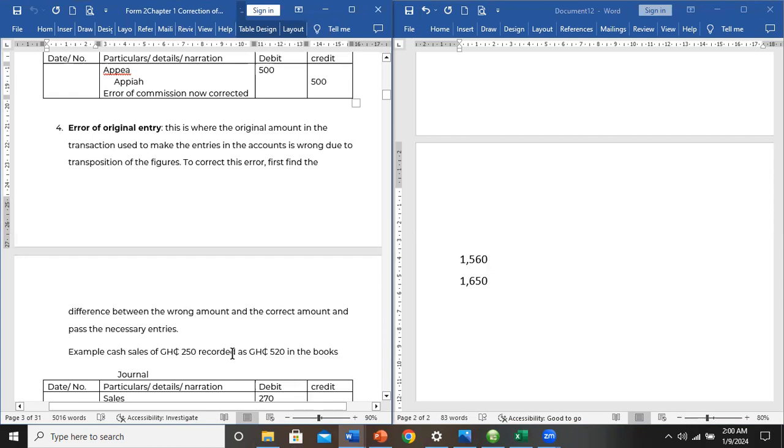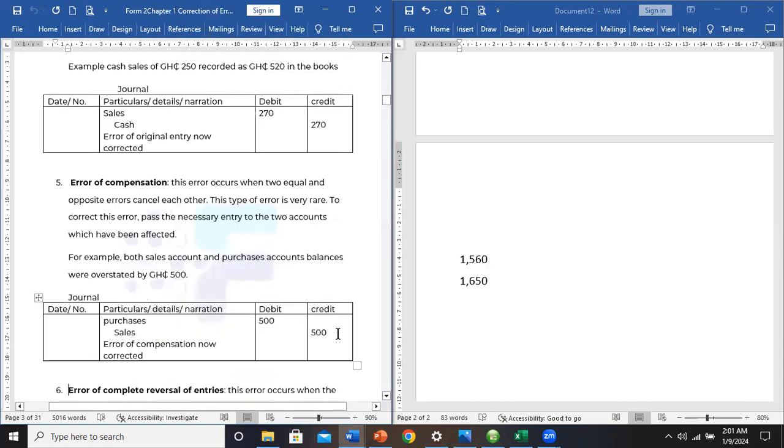Here again, ensure that the accountant used the wrong figure to pass the double entry. If he used the correct figure in one account and a wrong figure in another account, that is not an error of original entry. Take note. So the wrong amount or the transposed figure should be used in doing the debit and credit before you can say it's an error of original entry. Okay. Next, error of compensation.